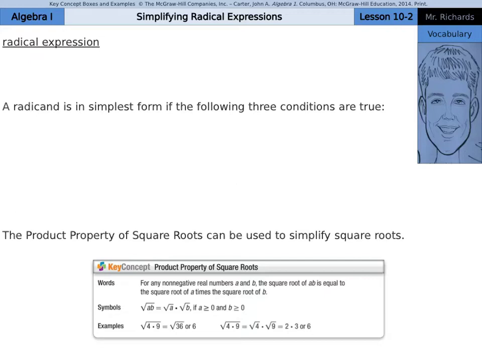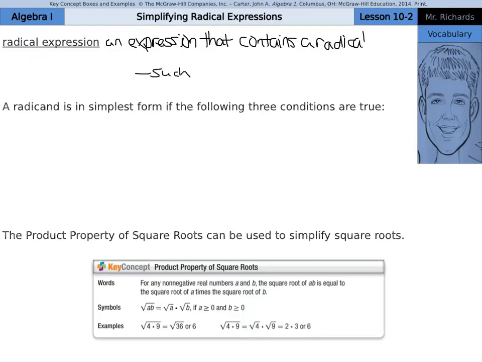Today's algebra lesson is on simplifying radical expressions, and our first step is to make sure we understand what a radical expression is. It is an expression that contains a radical. Okay, well, that might not be much help, but this might: such as a square root. And that's what we'll be working with today.